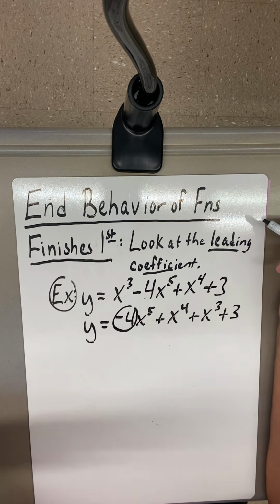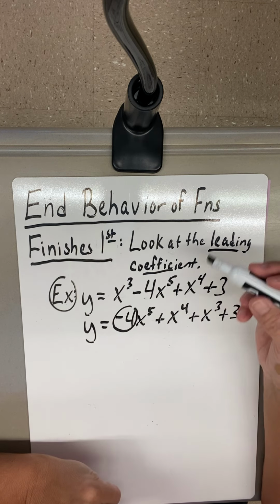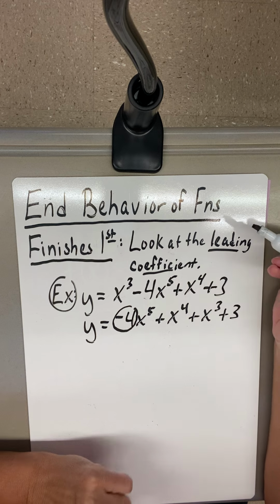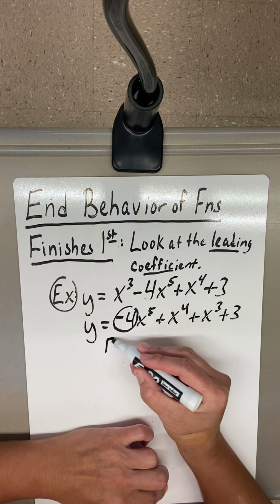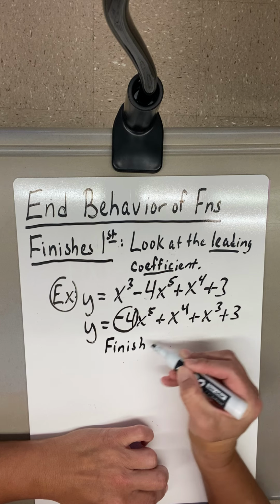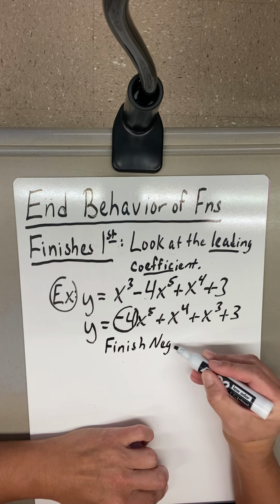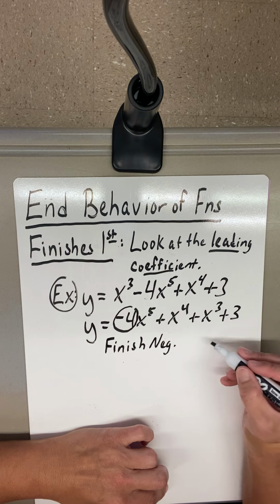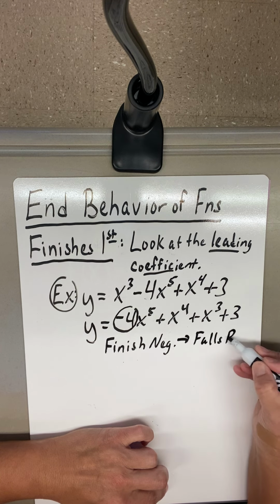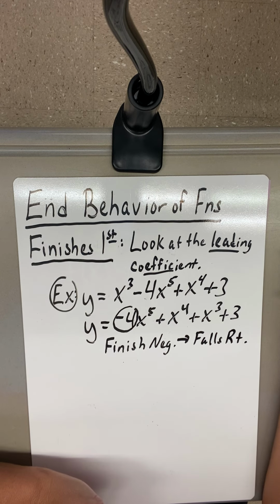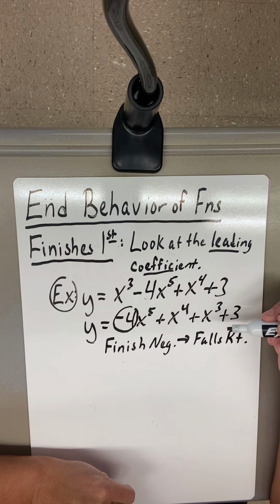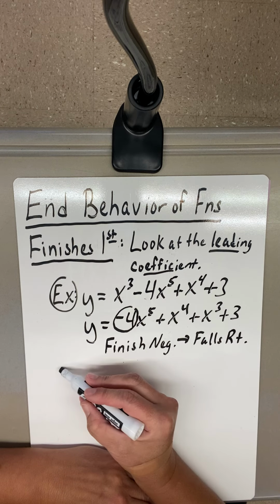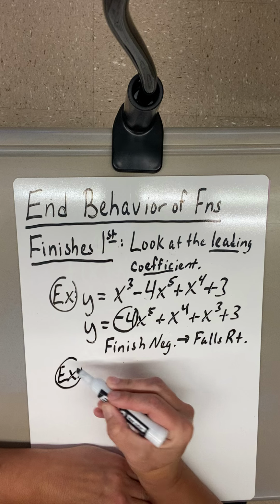Now as kids, we probably all played follow the leader. So however your leader is, that's how you're going to finish. So our leader's negative, so we're going to finish negative. Now what does finish negative mean? It means falls to the right. All right, so leading coefficient's negative, it's going to finish negative, so it means it's going to fall to the right. What if the leading coefficient was positive?